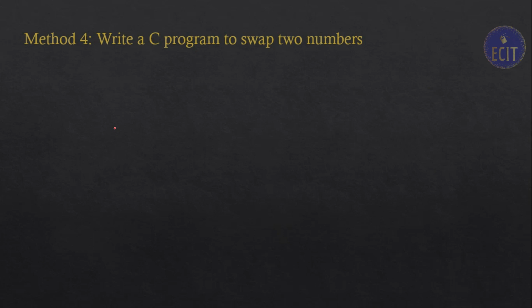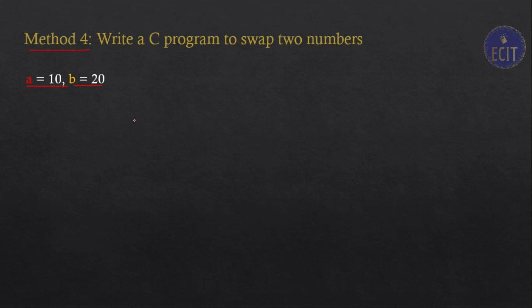Welcome to C programming tutorials, and in this video we are going to discuss the fourth method to swap two numbers. So let's consider a equal to 10 and b equal to 20, and let's assume that the interviewer has asked you don't need to use a third variable as well as you don't need to perform an arithmetic operation. You need to do this with the help of some logical operators.